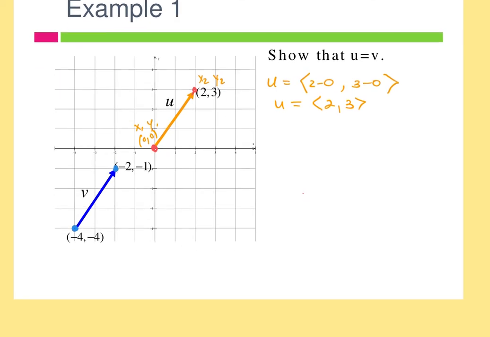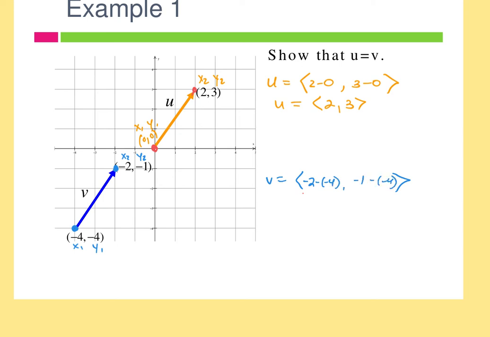I'm going to do the same thing for V. I'm going to find the component form. How do you choose which one's 1 and which one's 2? The arrow points to 2. Yep, this would be terminal. So this is x2, y2, and this is x1, y1. So I'd get -2 minus a -4, comma, -1 minus a -4.